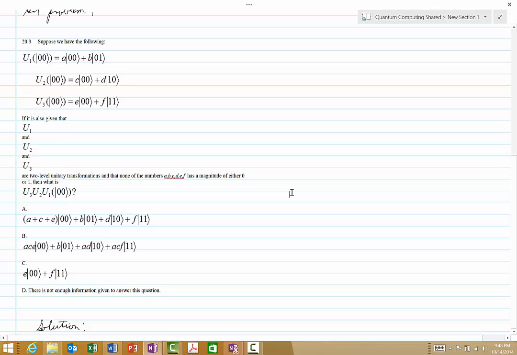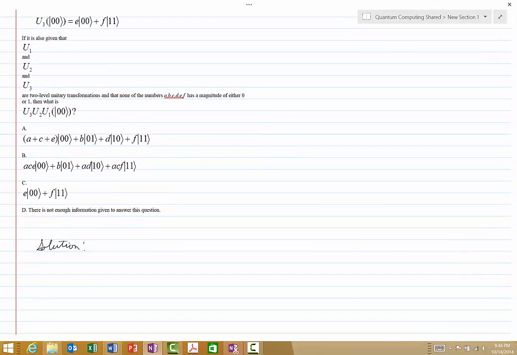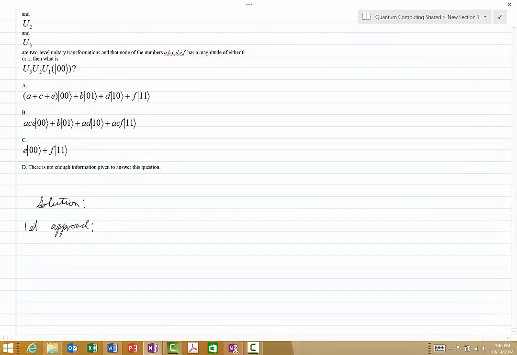So how do we arrive at this answer B? The first approach that I want to talk about here is a very simple approach that goes as follows. Okay, we want U3, U2, U1 of 0,0. And by the way, just to make sure that you understand what this notation means, that means U3 of U2 of U1 of 0,0.